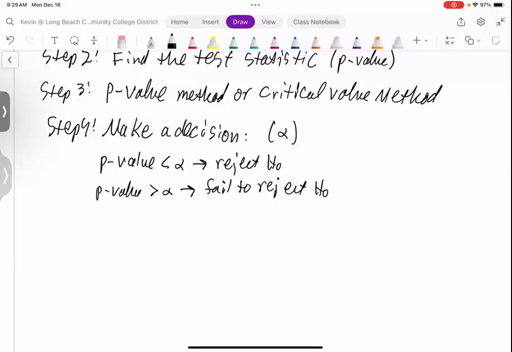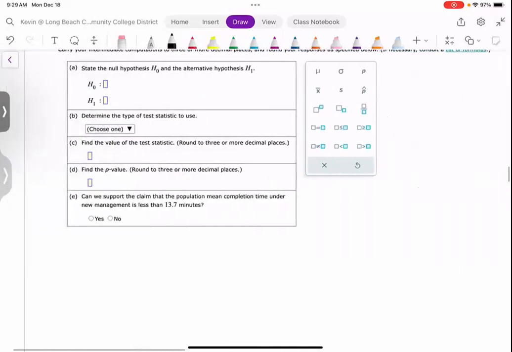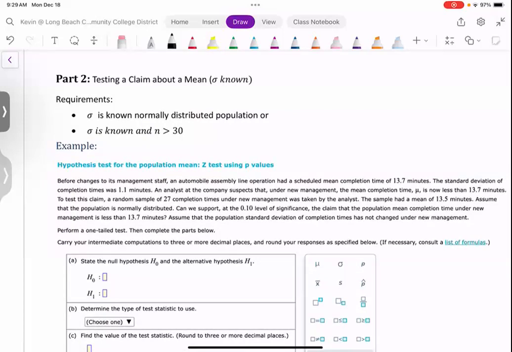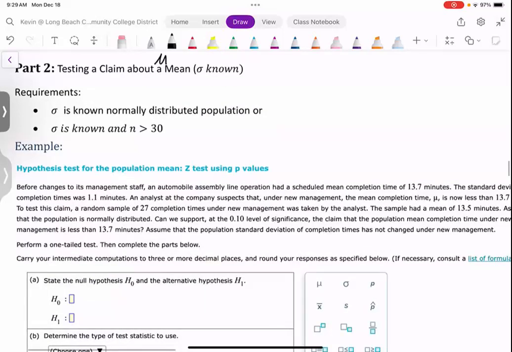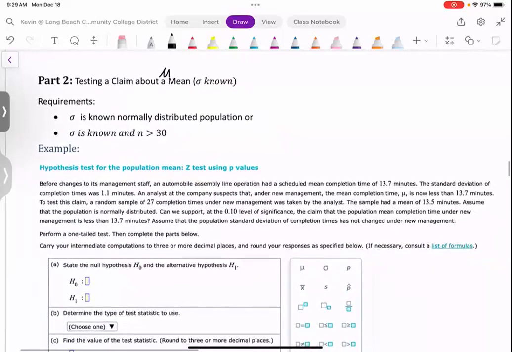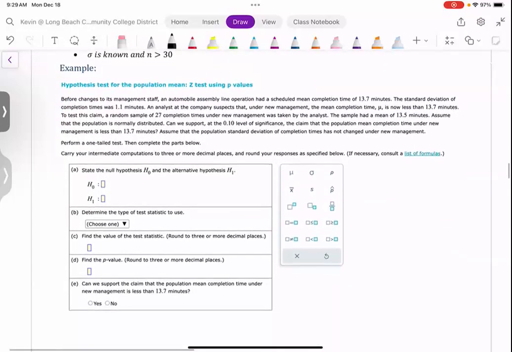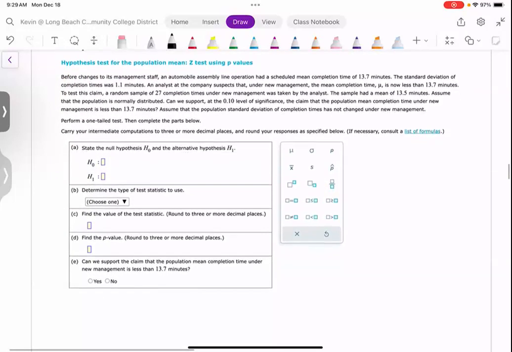And here we go. So let's start with section 8.2 in our notes. So we're going to test a claim about a mean. So we're going to be testing mu. And for these, sigma is going to be known. And that means for us that we're going to be using a z-test. All right, so a couple of requirements. Sigma is known, normally distributed, and n is bigger than 30. That's only if we don't know if it's normally distributed or not.